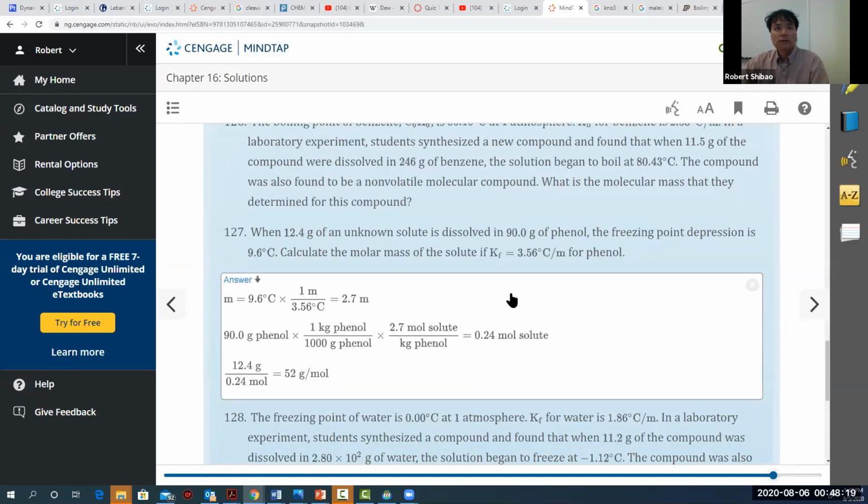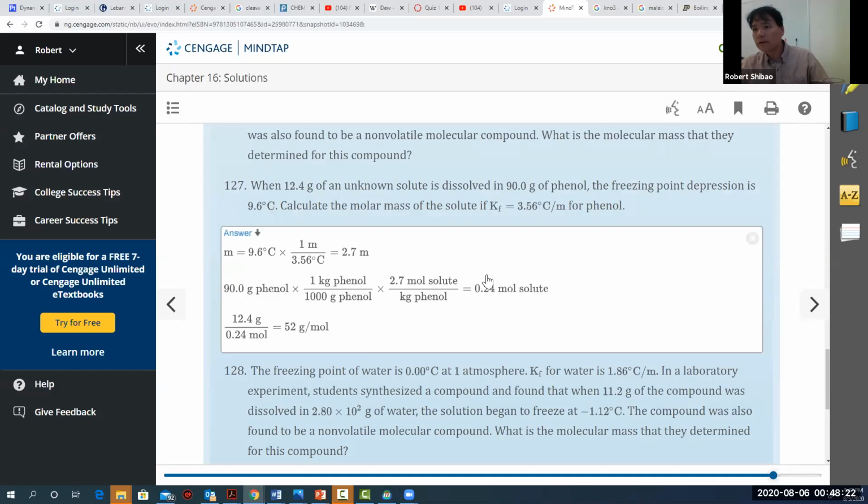All right, I need to finish this chapter, so let's go on here. When 12.4 grams of unknown solute is dissolved in 90 grams of phenol, the freezing point depression. Oh, so this is calculating molar mass again. So molar mass is going to be 12.4 grams, and we just got to figure out the moles. So how did they figure out the moles? First they figured out the molality based on delta TF and KF, and then from there they could figure out the moles using molality as a conversion factor.